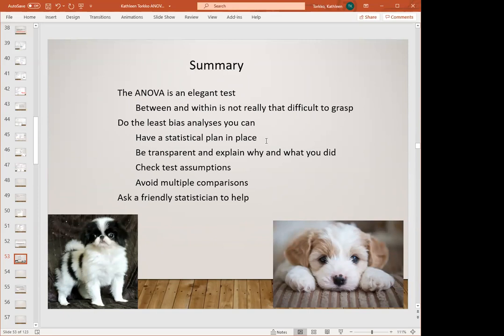Always check your test assumptions, avoid multiple comparisons, and always ask a friendly statistician to help you with this, particularly when you're going to publish a paper or apply for a grant. And the puppies are just there to give you a warm, fuzzy feeling after a statistical lecture.